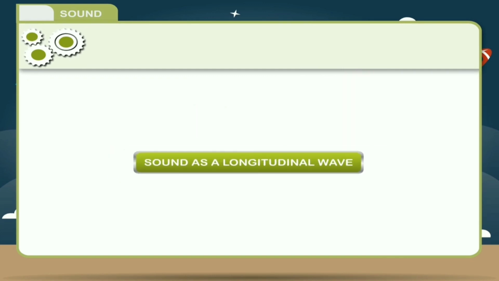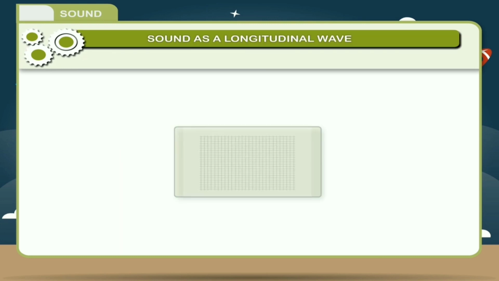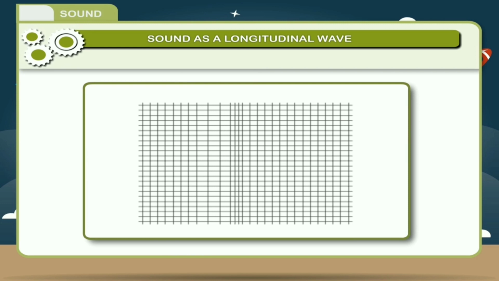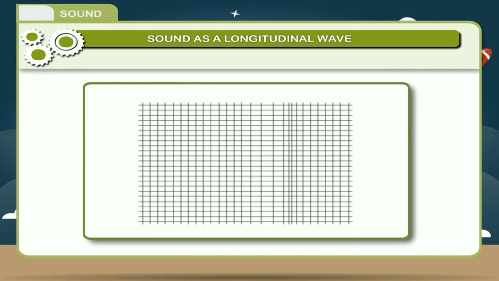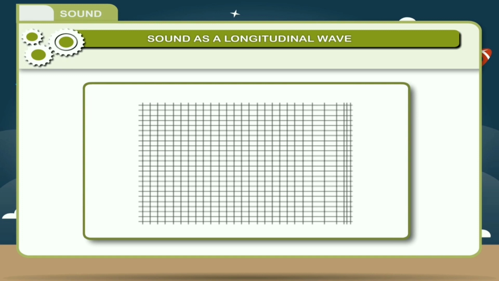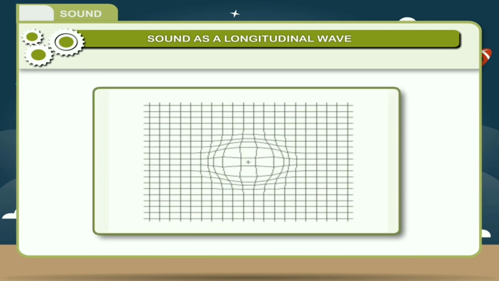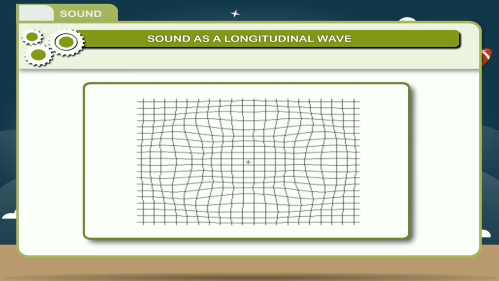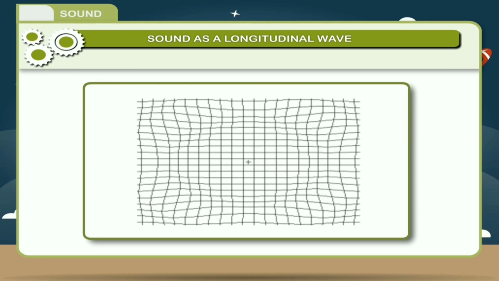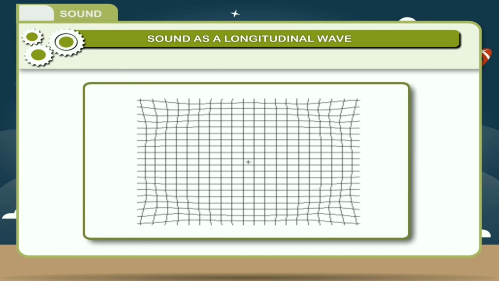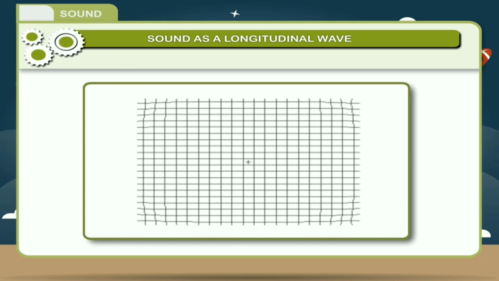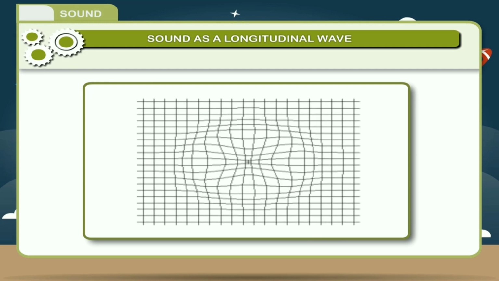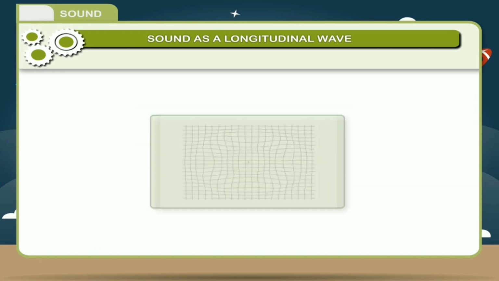Sound as a longitudinal wave. For a sound wave traveling through air, the vibrations of the particles are best described as longitudinal. Longitudinal waves are waves in which the motion of the individual particles of the medium is in a direction that is parallel to the direction of energy transport, or wave propagation. A longitudinal wave can be created in a slinky.